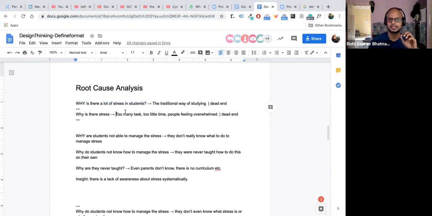So when this answer came in, we realized this is not the answer to why students are not able to manage stress. It's the answer to why there is stress. Then we went back again to the problem area we decided earlier: why are students not able to manage stress? Then we go deeper. They don't really know what to do to manage stress. They're never taught. Why are they never taught? We realize that there's no curriculum for this. There is no awareness about it. And it's a systematic thing that comes out as an insight.